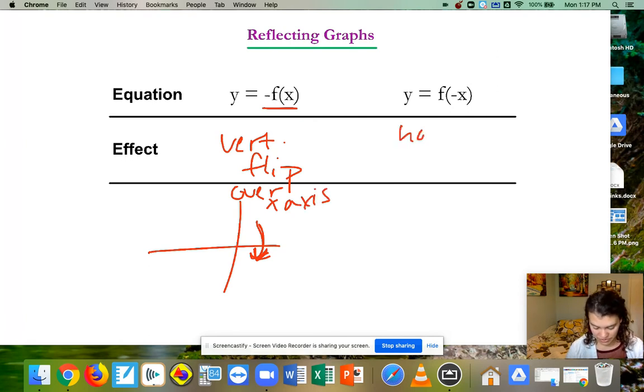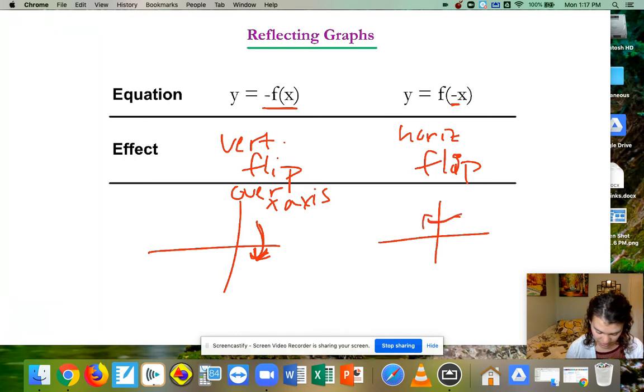This would then be a horizontal flip because the x is inside, or the negative is inside with the x. And then you want horizontal motion, so we're flipping this direction over the y-axis.